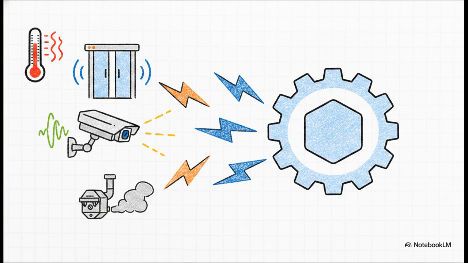Thermostats detecting temperature, automatic doors sensing proximity, cameras acting as visual sensors, even industrial alarms detecting gases. Every single one of these physical changes is captured, translated into a digital signal, and handled as a software event using the exact same handler patterns we just talked about.